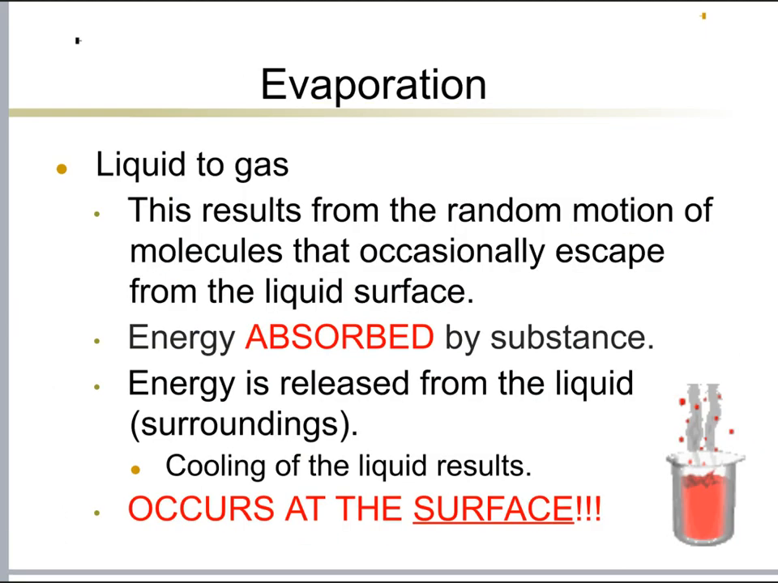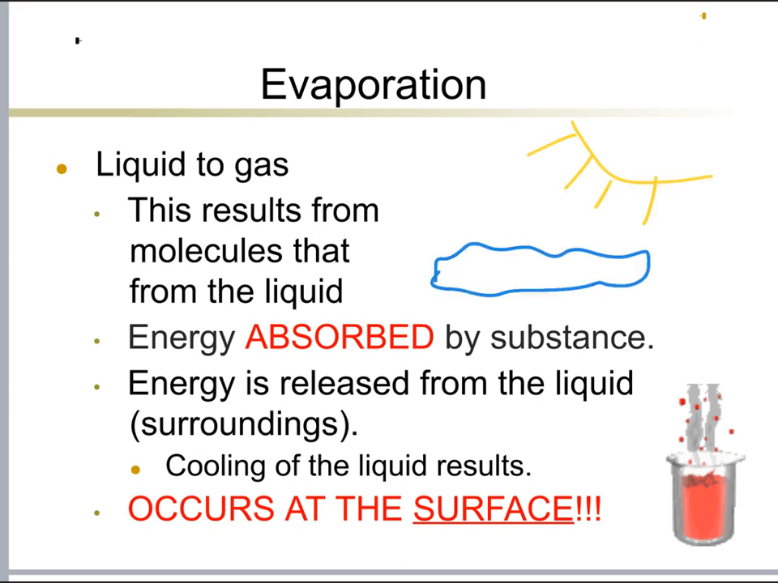Now let's look at the difference between evaporation and boiling. So both of these are where the liquid is turning into a gas, but evaporation is kind of automatic. It's just this random motion where the particles are escaping from the liquid surface. The energy is going to then be absorbed by the substance because the energy is being released from the liquid surroundings. Let's look at an example in order to get a better understanding of what part of this is the particle and what part of this is really the surroundings.